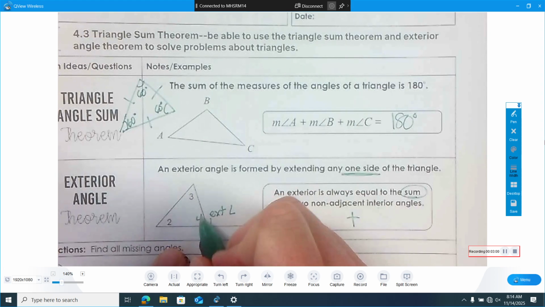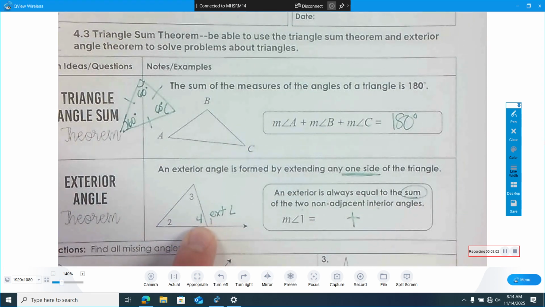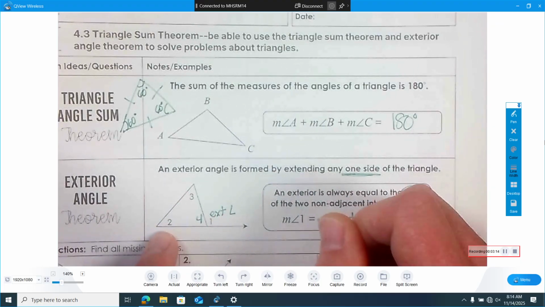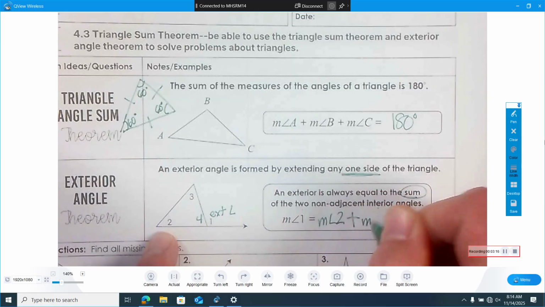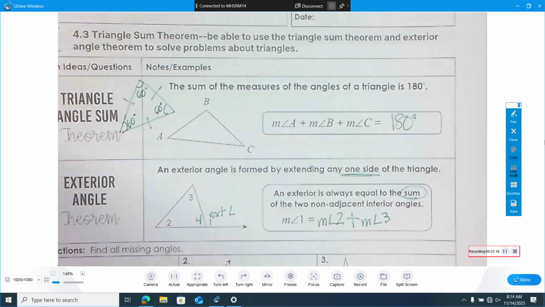Non-adjacent. If I put a 4 here, 4 would be adjacent to angle 1. It's right next door to it. So we want the non-adjacent, and that would be angle 2 and angle 3. So the ones far away. So the measure of angle 2 plus the measure of angle 3 turns out to equal the measure of angle 1. Which we can actually prove really easily here.